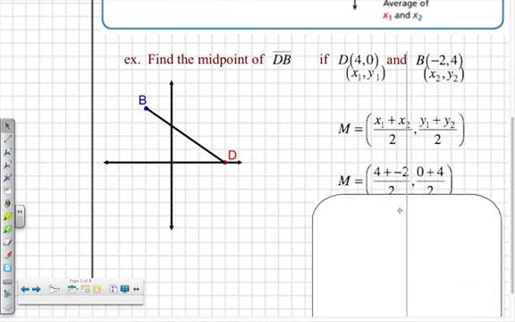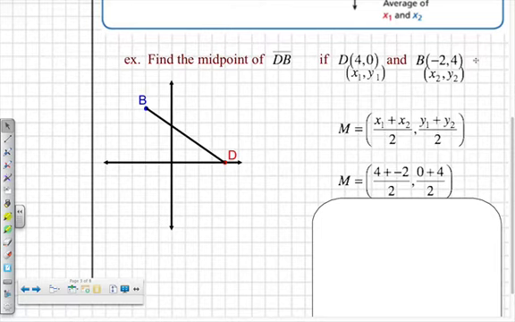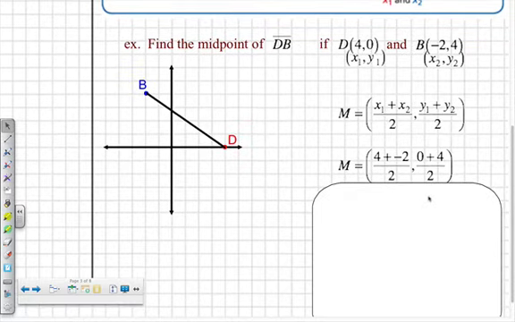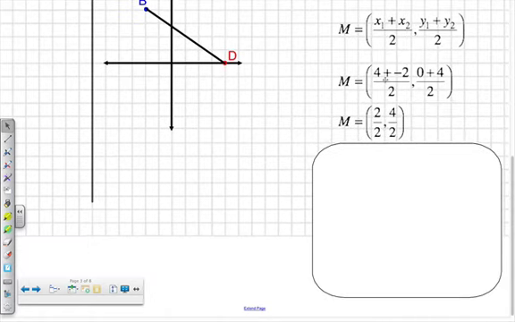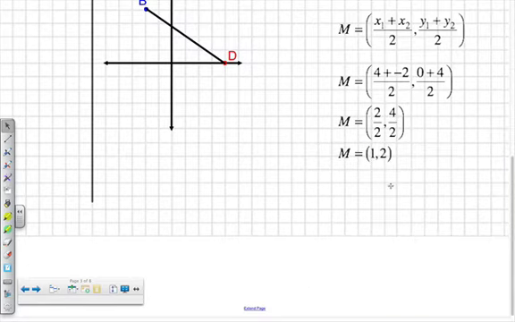So when we plug those values in, we're going to get 4 plus negative 2 over 2, and 0 plus 4 over 2. Alright, so simplifying that, 4 plus negative 2 is 2, 0 plus 4 is 4, so we have 2 over 2 and 4 over 2, and then just do the division. 2 over 2 is 1, 4 over 2 is 2.